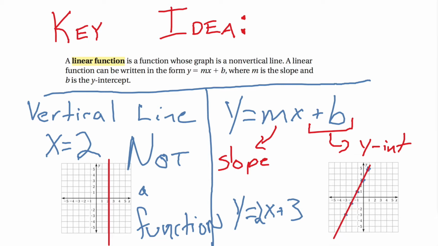So any line that can be written as y equals mx plus b will be a function. So this is a function. This one is not. A vertical line is not.